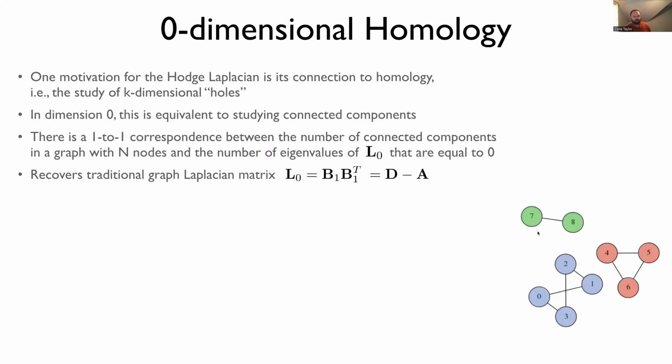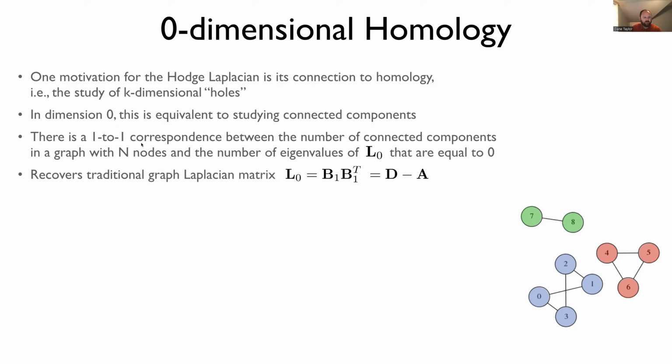Okay, so this is a lot of background. I like to introduce homology in this way, first going to the Hodge Laplacian, because this is kind of how I've thought about eigenvectors of the normal graph Laplacian for a long time. So I think it's pretty intuitive. So if we talk about zero-dimensional homology, it's essentially studying connected components.